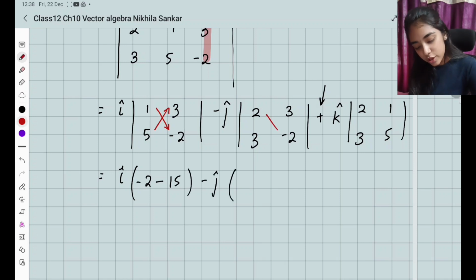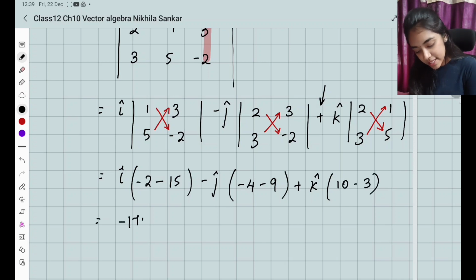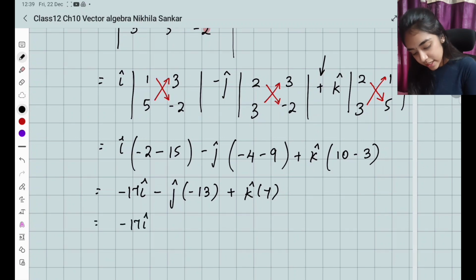இப்போ this is going to be 2 into minus 2, 3 into 3. So 2 2s are 4, minus 4, minus 9 plus K cap times. So here it is going to be 2 into 5 minus 3 into 1. So 2 into 5, 10 minus 3. Now the final answer is going to be minus 17 I cap minus J cap times, உள்ள என்ன இருக்கு? Minus 13 இருக்கு plus K cap times 7. So this is going to be minus 17 I cap plus 13 J cap plus 7 K cap. So this is going to be my A cross B.